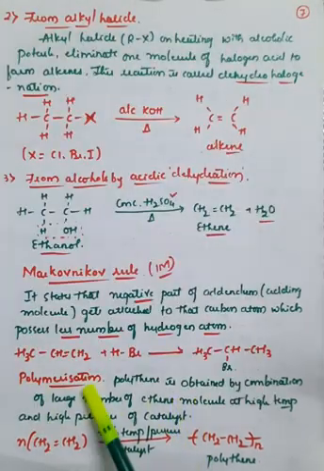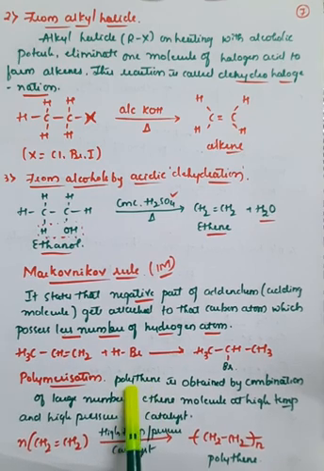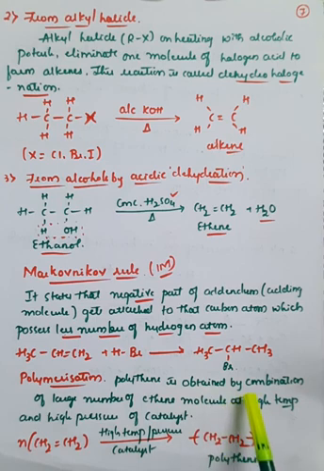The same thing I am going to explain here, right? So in case of polymerization, what happens? If you take an example of polyethene, ethene in continuous addition we call polyethene. This polyethene is obtained by the combination of a large number of ethene molecules at high temperature and high pressure in the presence of a catalyst. So if you observe here, there is n moles of CH2=CH2.